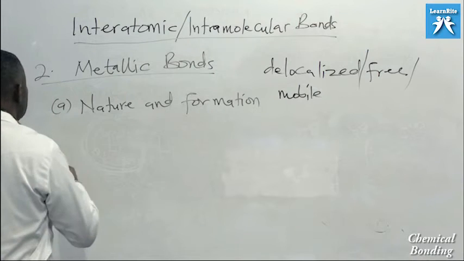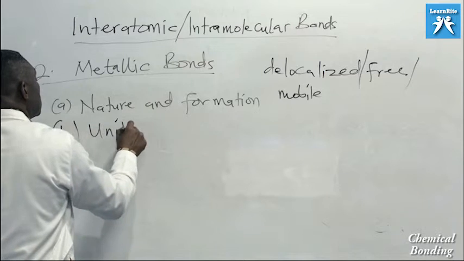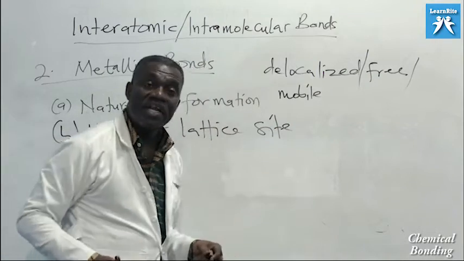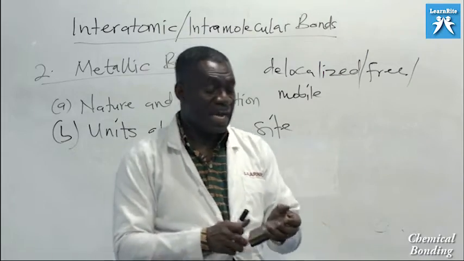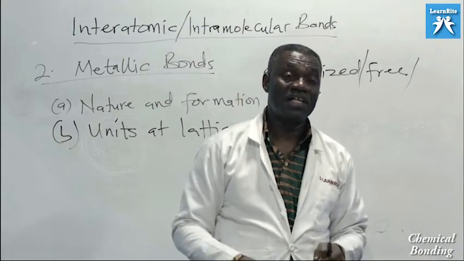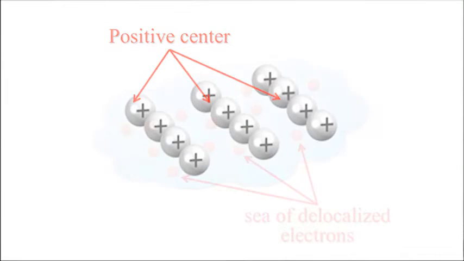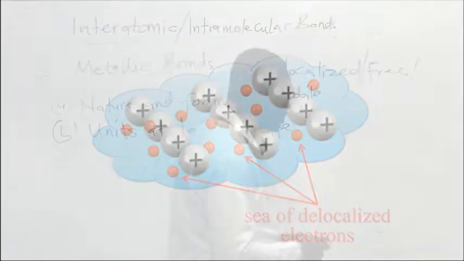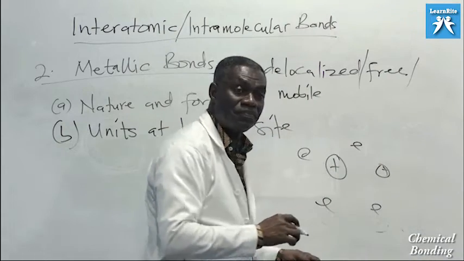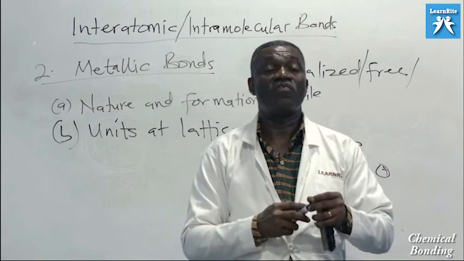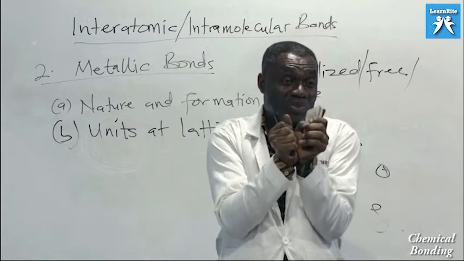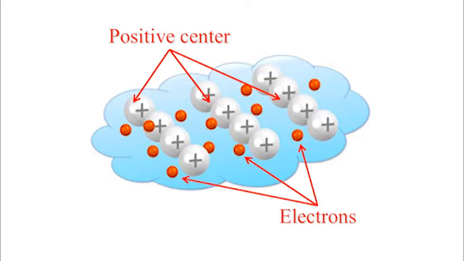B. Units of carrier and lattice site, or lattice point. What will you see if you take an X-ray diffraction of any metal? When you take any X-ray diffraction of a metal, you will see a positive center in a sea of delocalized electrons. You will see that positive center with electrons around it. And again, you see positive center there. At the lattice site of every metal, what do you see? You don't see the lithium bonded with each other. No. You see the lithium plus with electrons around it.